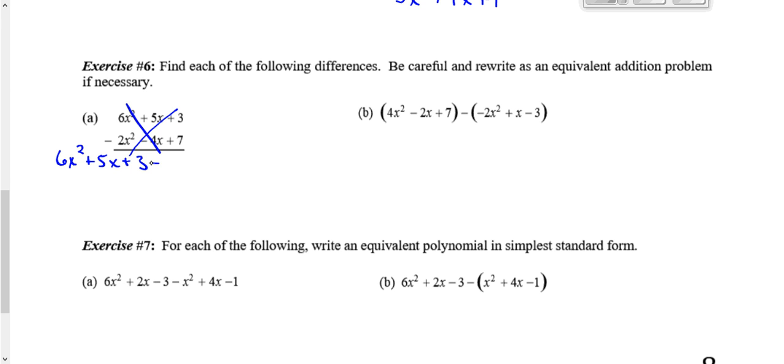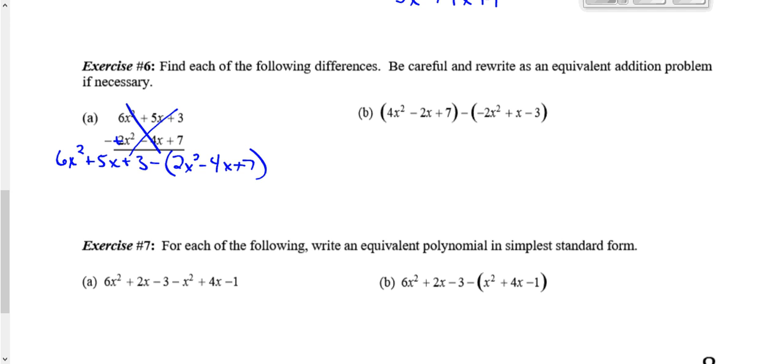Parentheses. This whole thing. Is that supposed to be? Yeah, that's what I'm talking about. That's a positive too, and they want to subtract the whole thing. That's why I don't like doing this. That's supposed to be a positive 2x squared minus 4x plus 7.